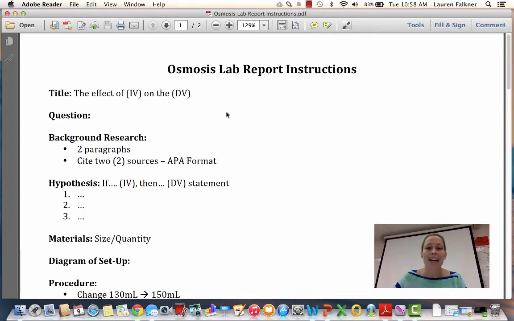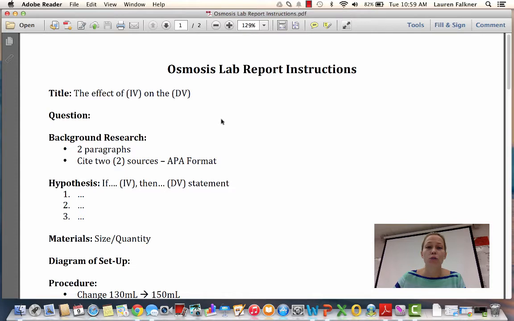Do not, under any circumstances, put as your title the effect of the IV on the DV. The last lab report that we did, I had some students actually physically write the effect of IV on DV. I don't know why, but that is not an appropriate title. You need to insert the proper independent variable and the proper dependent variable for the title. So please don't make that mistake this time around.